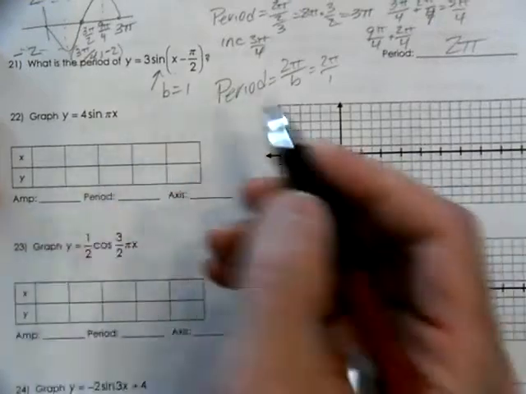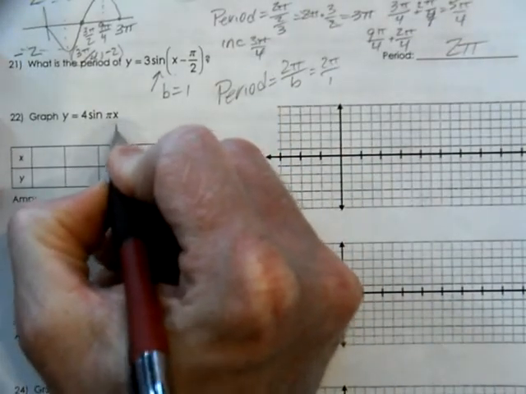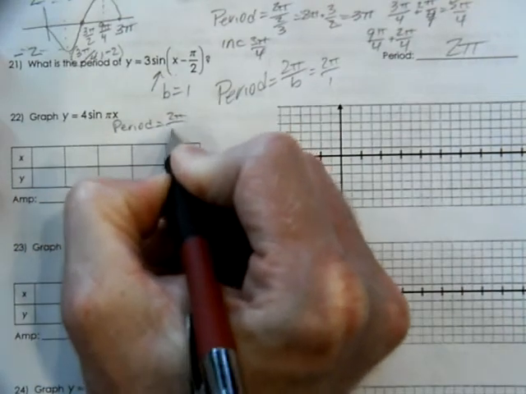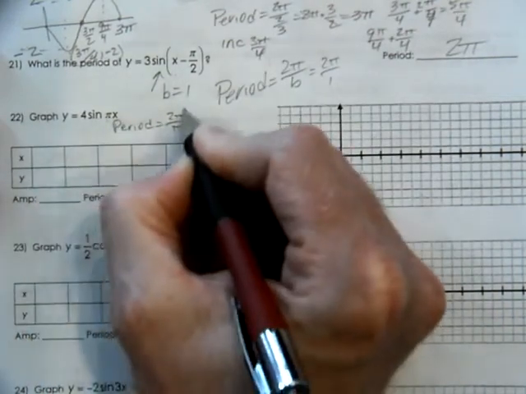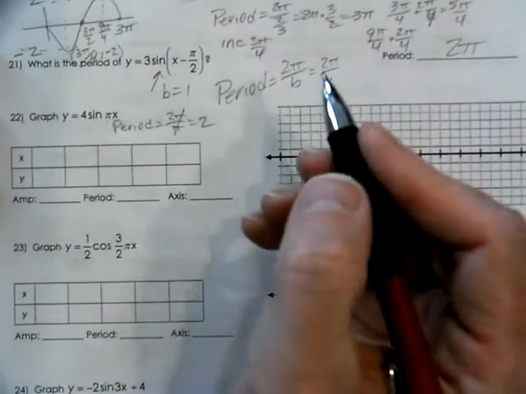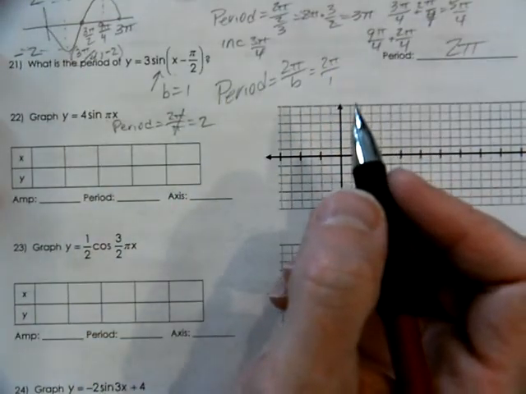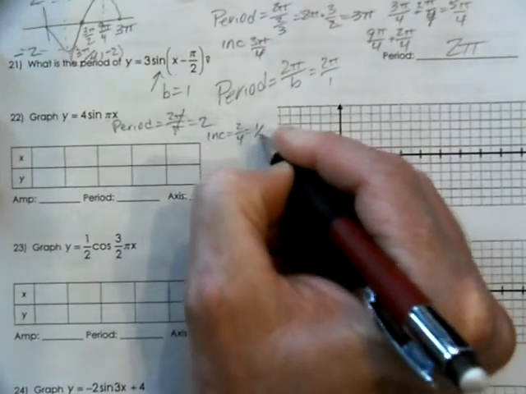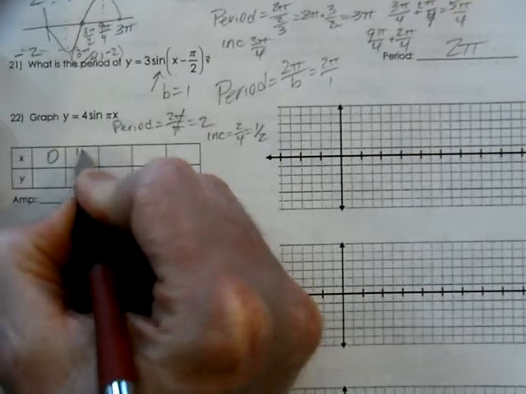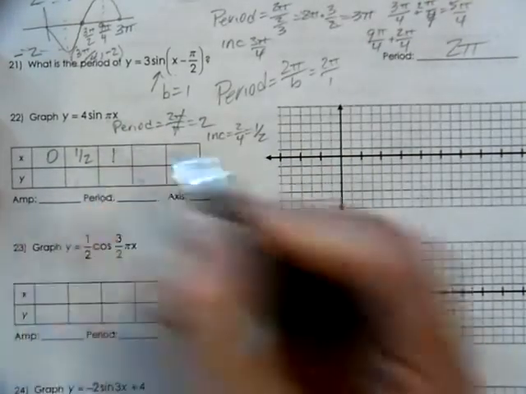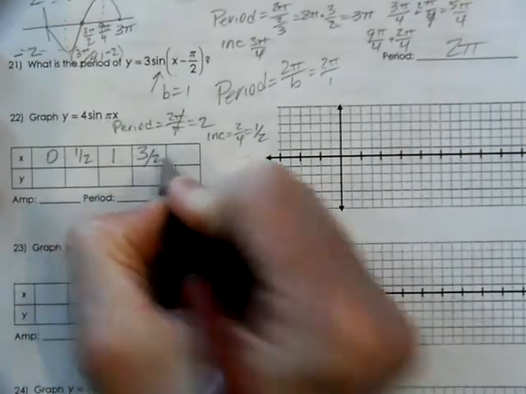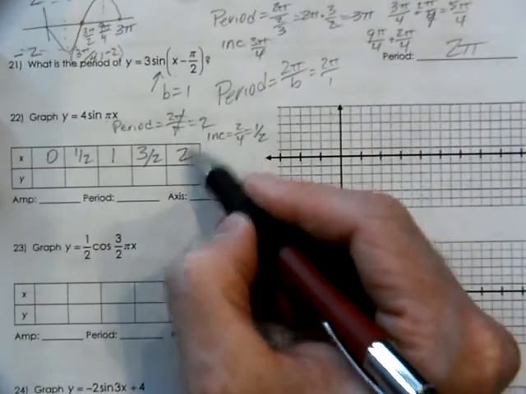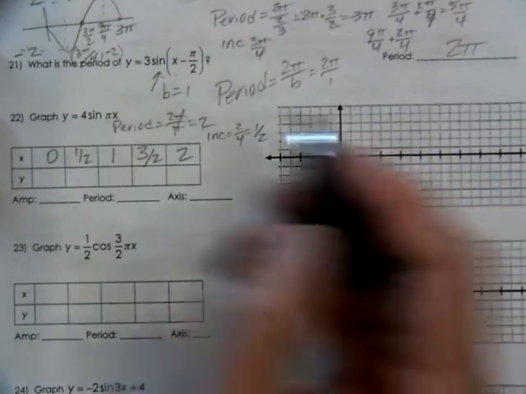Alright, so here we have the period equals 2 pi divided by pi, the b value. So we know we're going to end at 2, and the increments is going to be 2 divided by 4, which is 1/2, with 0, 1/2, 2 halves, 3 halves, and 4 halves. So that's our period. Looks great.